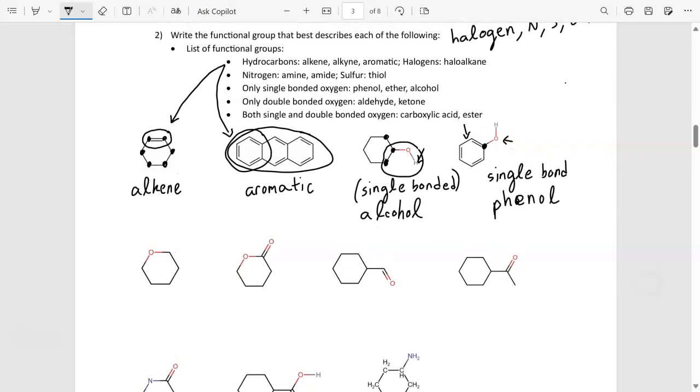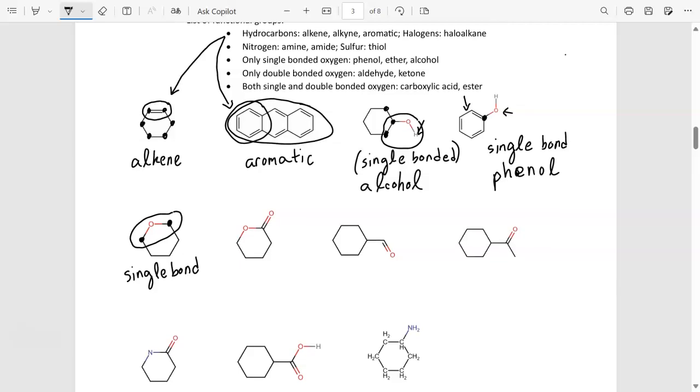Okay, now in the next example, again, a single bonded oxygen, and there's only one of them. And this time I notice that there is a carbon on each side of that oxygen. Remember, if I have a carbon on both sides, that's going to be my ether. It can't be a phenol because I don't have the alternating double and single bonds within the ring structure. And it can't be an alcohol because there are carbons on both sides.